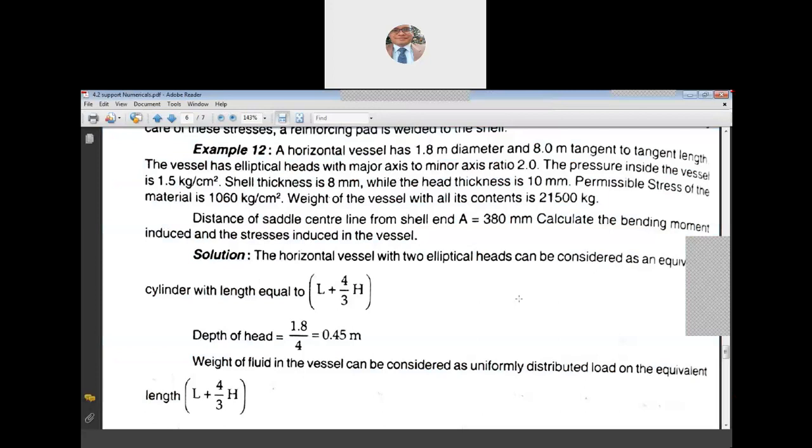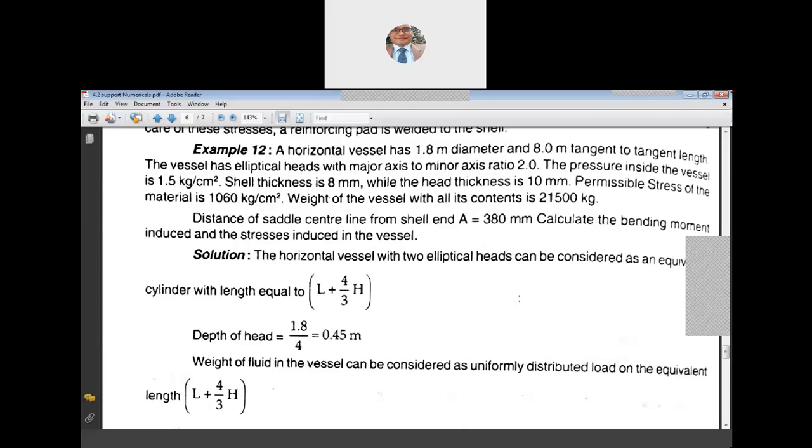The pressure inside the vessel is 1.5 kgs per centimeter square and the shell thickness is 8 millimeter while the head thickness is 10 millimeter. There is difference in the shell thickness and the head thickness. Then the permissible stress of the material is 1060 kgs per centimeter square and the weight of the vessel with its contents is 21,500. That is nothing but the reaction at the support.